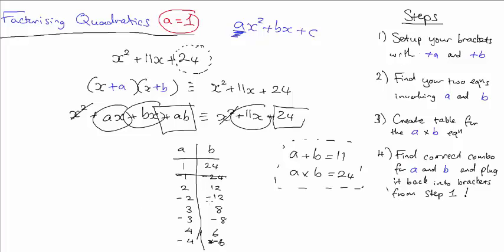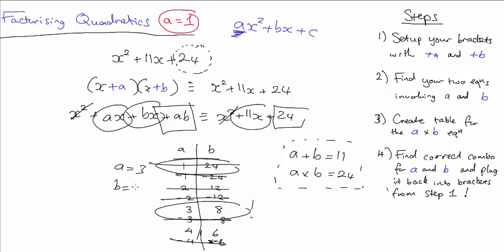Obviously these two negatives adding together won't give us a positive. So here we go. Which one of these adds to give you 11? That's 25. Not that one. That gives you 14. Not that one. Here we go. Yeah, our A equals 3, B equals 8. And that's it. We have now factorized this thing.